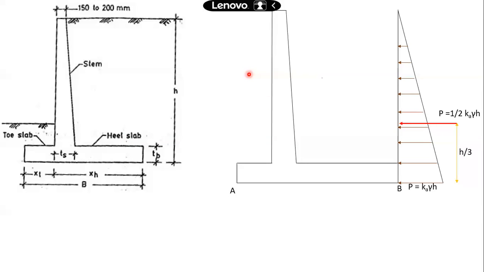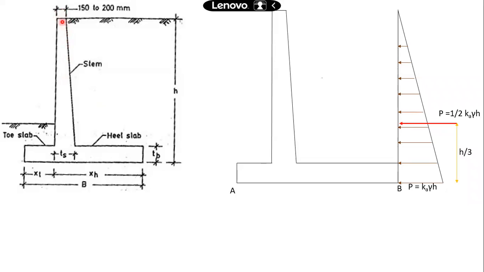Maximum bending moment at supports. Yes, so the maximum bending moment will be at the support. So where is the support in the case of a retaining wall? This base slab is acting as a support, whereas the top of the stem is free. This is the free end of the cantilever, so here you will not find any bending moment coming across.